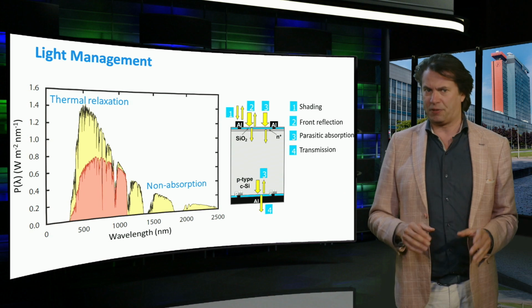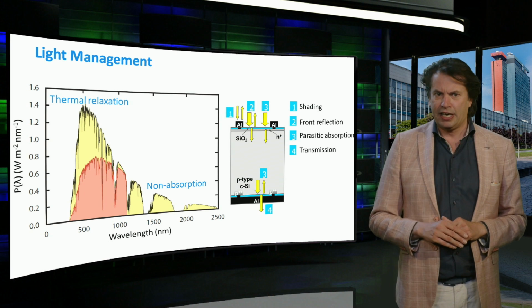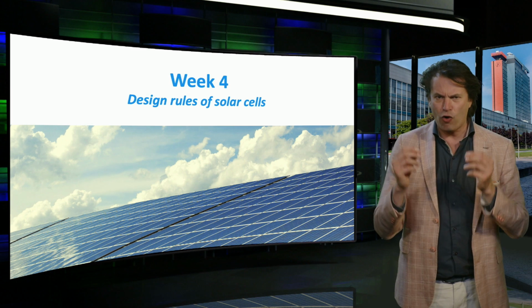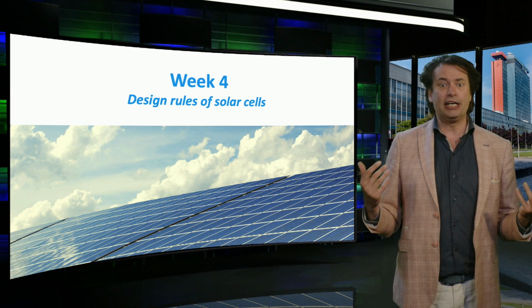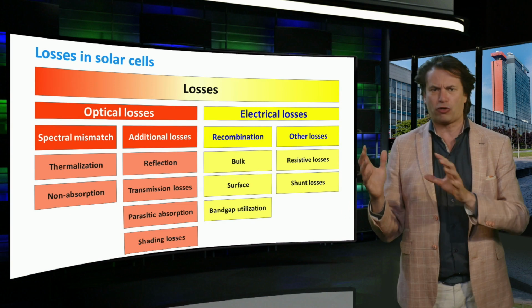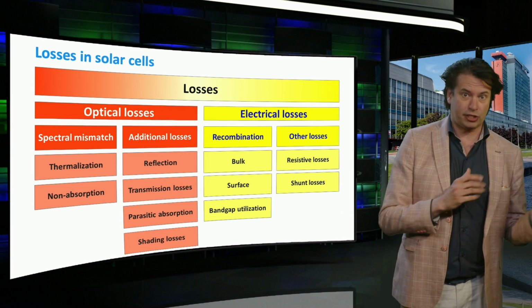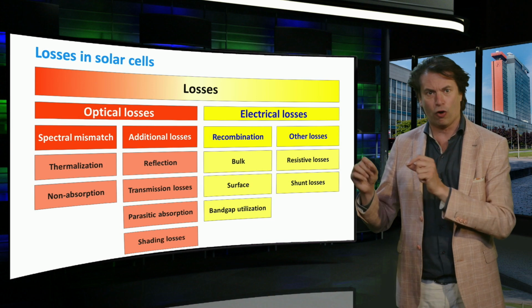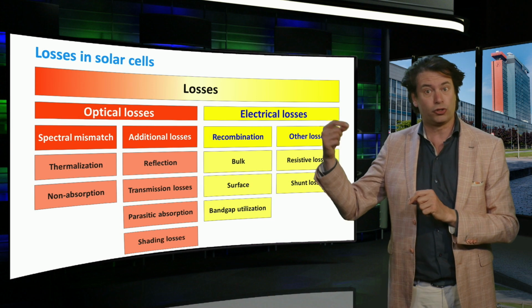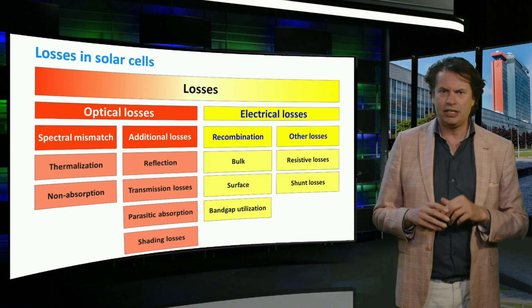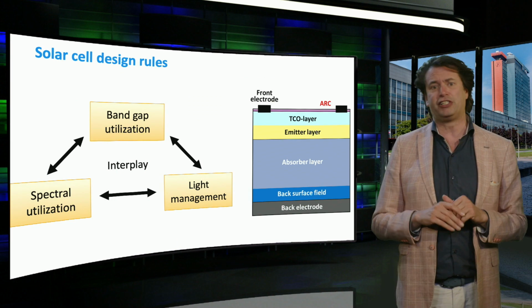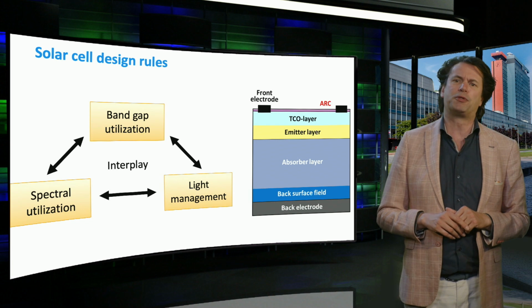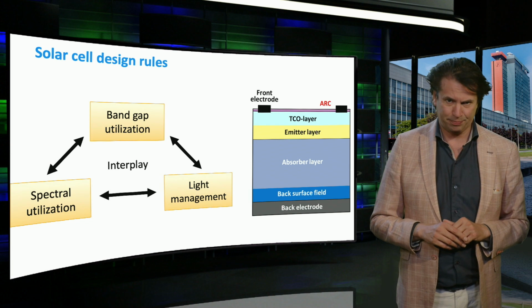Having covered optics and semiconductor physics, in the final week of the course we will focus on the design rules of solar cells. Here we will translate all the physical principles discussed in the course into different loss mechanisms that occur in a solar cell. Finally, we will distill from these loss mechanisms a set of design rules for the optimal solar cell design.